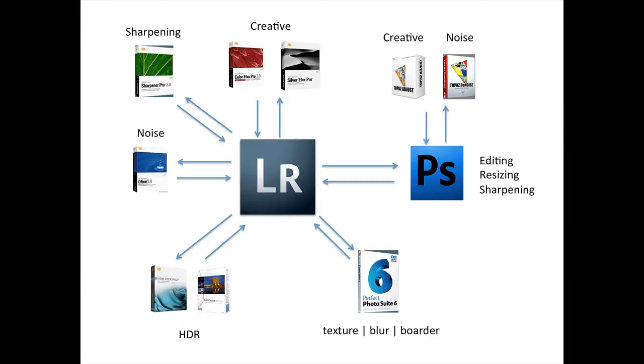Okay, so here's a basic overview, a macro look at my workflow. So you can see Lightroom is in the center point. And if I need to be creative, I'll go up to Color Effects Pro or Silver Effects Pro, and you can see where my Define noise reduction is attached to Lightroom, and also the HDR stuff. And at the bottom there, we have texture, blur, and border, which is usually how I use that Perfect Photo Suite. Now, if I do some editing and resizing and sharpening, I jump over to Photoshop, and within Photoshop, I may use Topaz DeNoise, and I also will use that Topaz Adjust. So this is, like I said, a macro look at the workflow of all the applications that I use for my processing.